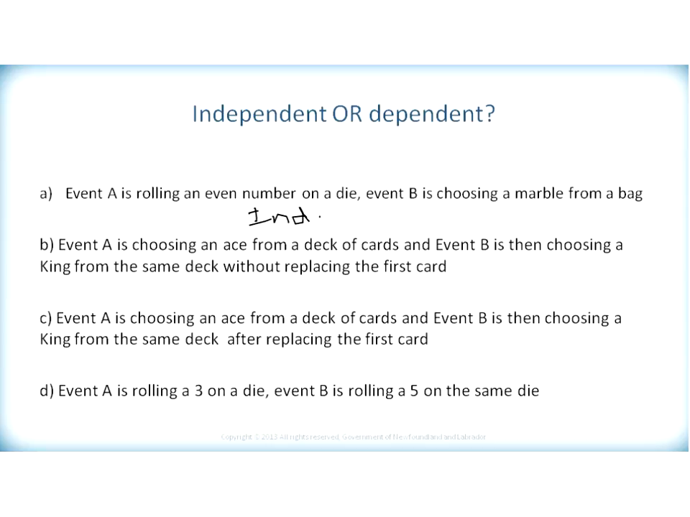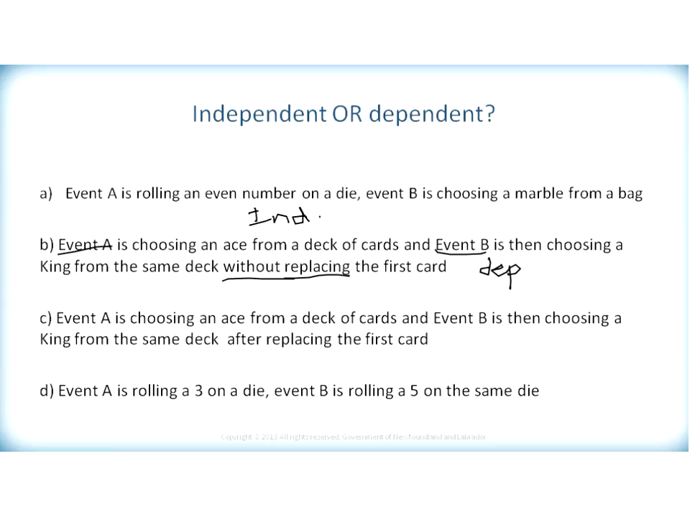Let's look at another example. Event A is choosing an ace from a deck of cards. Event B is choosing a king from the same deck without replacing the first. Without replacing, that's key here. These are dependent events, since the probability of event B does depend on the probability of event A.